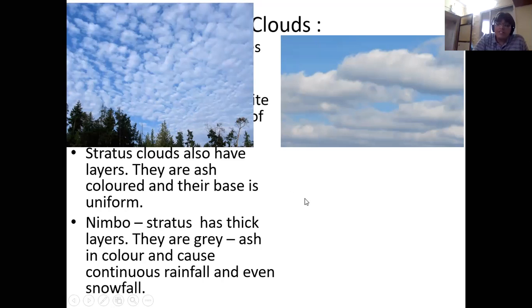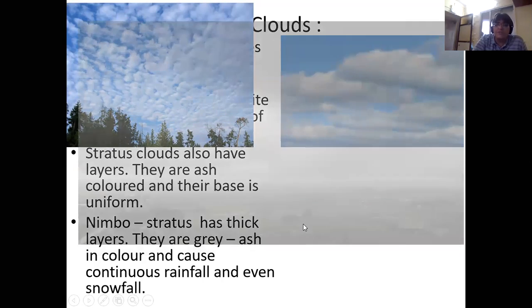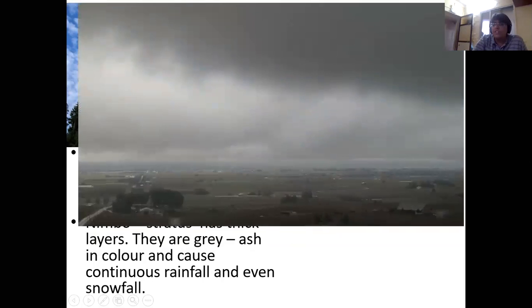Now, nimbostratus has thick layers. They are gray ash in color and cause continuous rainfall and even snowfall. So this is a cloud which is going to burst and you have rainfall. That is nimbostratus.